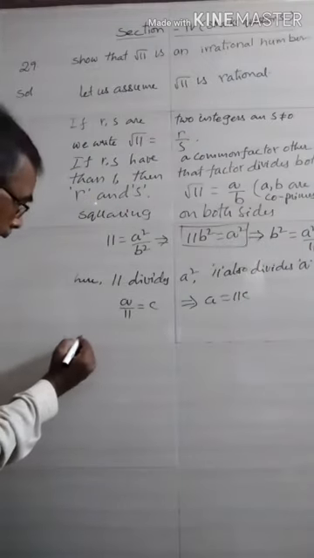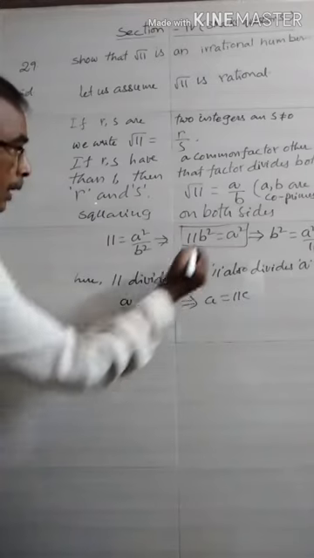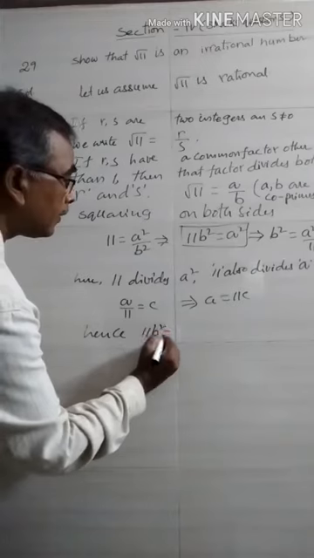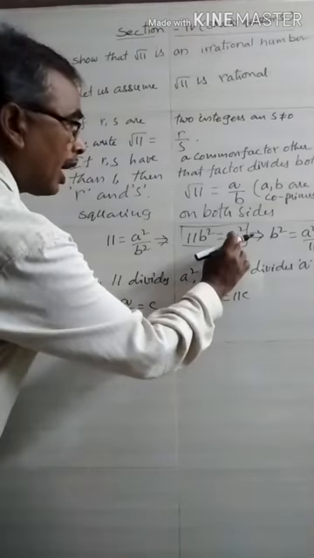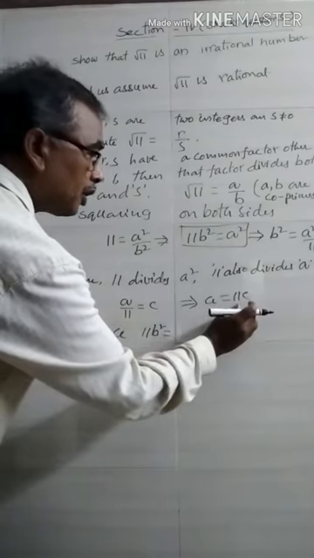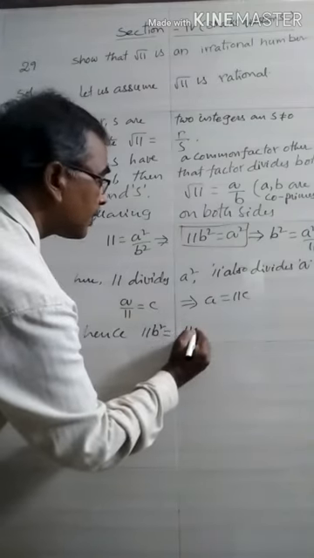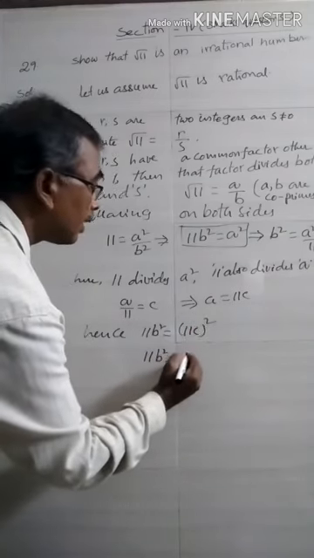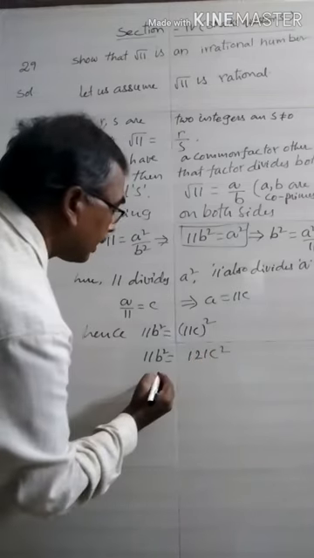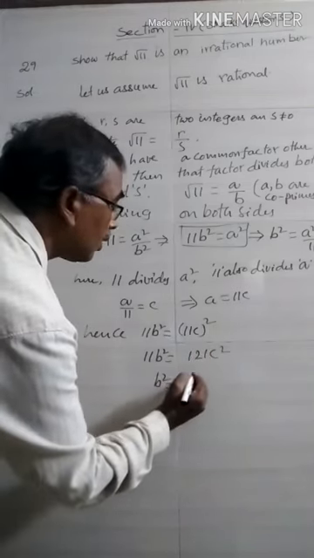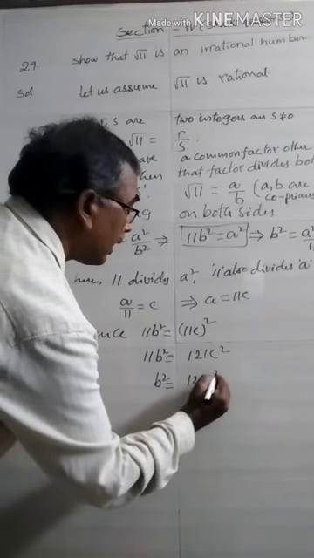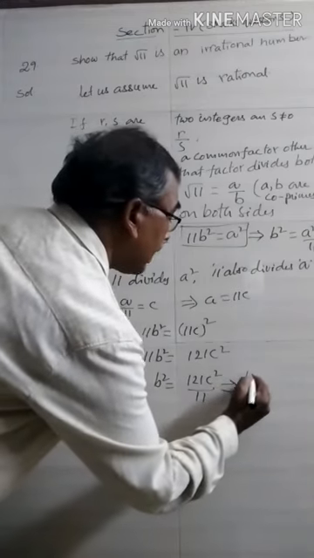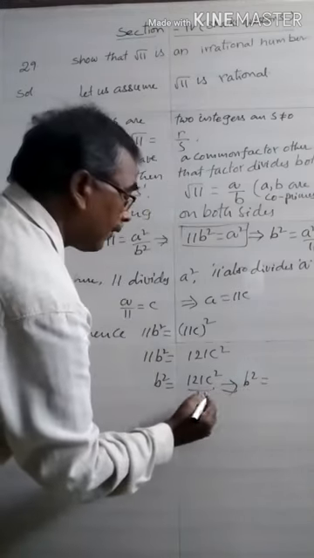What do we get? 11 B square is equal to, what is the A value? 11C. On behalf of A, we substitute the value 11C. So 11C whole square. That means 11 B square is equal to 121 C square. That means B square is equal to 121 C square by 11. That means what we get? B square is equal to 11 C square.